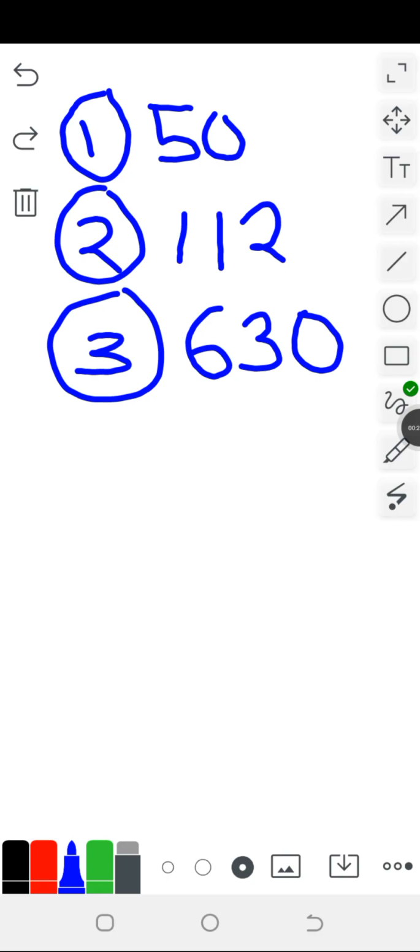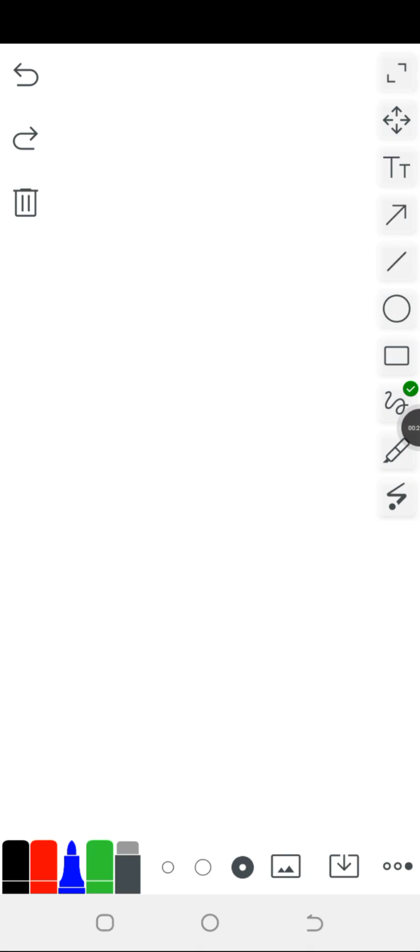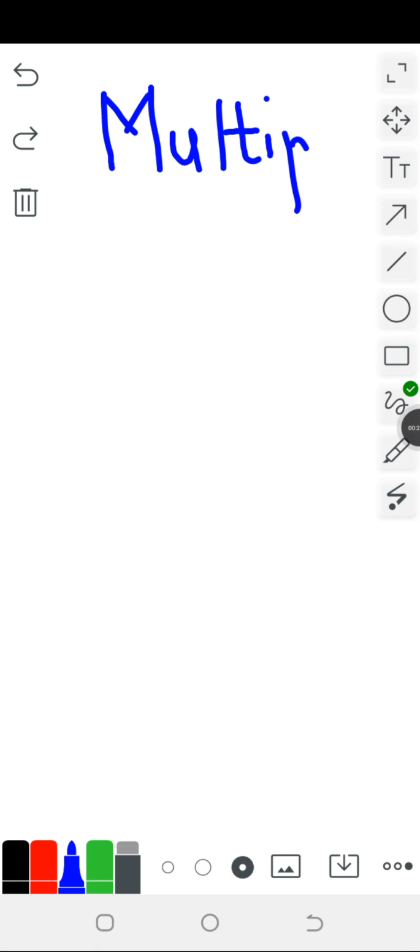Now, our next and final talking point is multiples. Multiples is obtained from the word multiplication, which is an arithmetic symbol or sign used in mathematics. I will go again. Multiple from the word multiplication. So multiple is obtained from the word multiplication. And what does it mean?